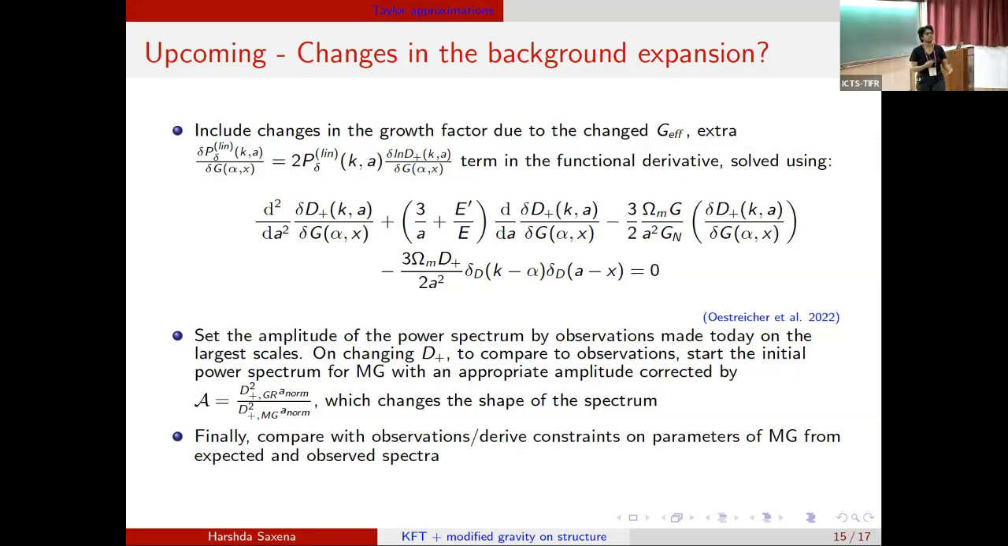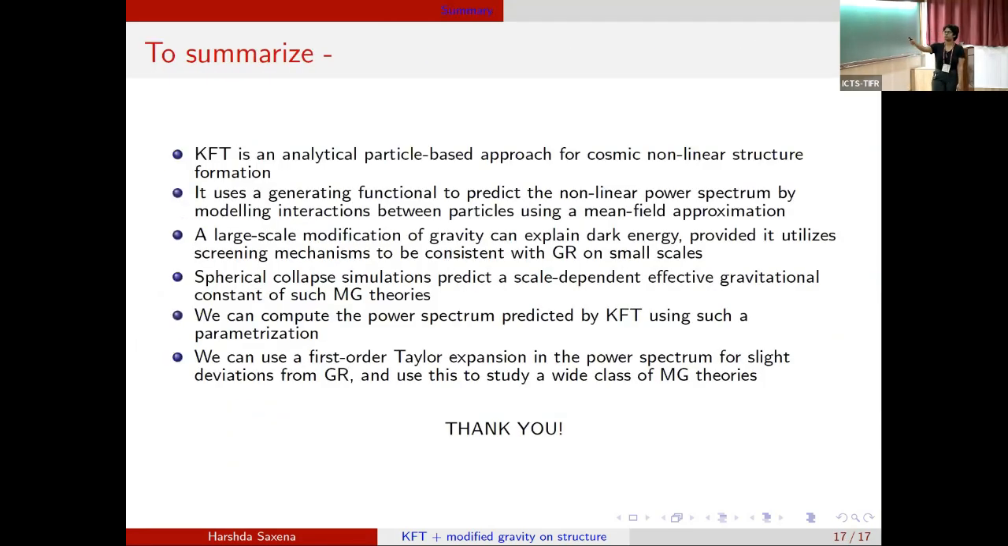Another thing is if you change the power spectrum, you will realize, which other people have already seen, the amplitude of the power spectrum changes, the relative shift changes, the shape changes. So we need to also take care of that by an appropriately corrected amplitude of this form, which changes the shape. Another thing which would be most relevant for everybody is to compare with observations and derive constraints on modified gravity models from the expected and observed spectra. So I'll just put my summary slide here and thank you.